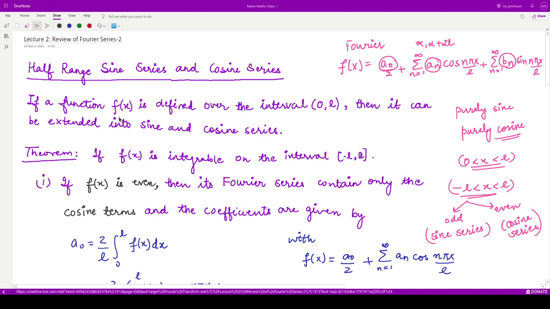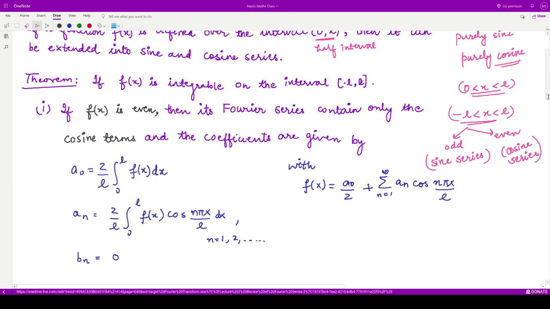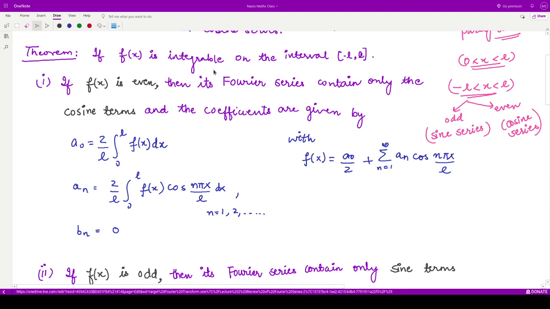Suppose a function is defined over this interval 0 to L. Please note that the interval here should be a half interval. So we assume the function is defined over this interval, then it can be extended into sine and cosine series by using these two forms. First, if the function is given to be integrable on the interval minus L to L, and the function is even, then its Fourier series may contain only cosine terms.